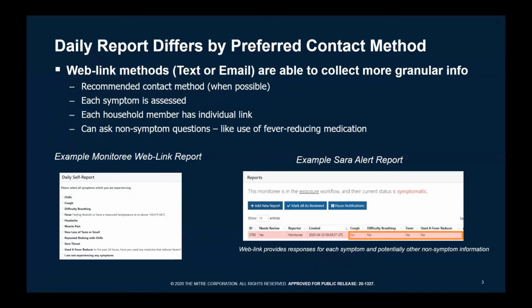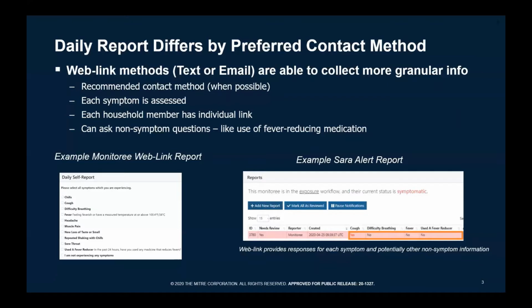Monitorees can respond also via a texted web link. So a similar idea, instead of receiving the link to their daily report over email, they'll have it sent via text if they have a smartphone, and they can respond over their smartphone. Monitorees can also choose to participate in Sara Alert by receiving daily symptom reports just via text or via phone. If they choose to do that, they receive a slightly different type of symptom report. And so I'll show that actually in the next slide. But right now, we're talking about Monitorees that respond via web link methods.